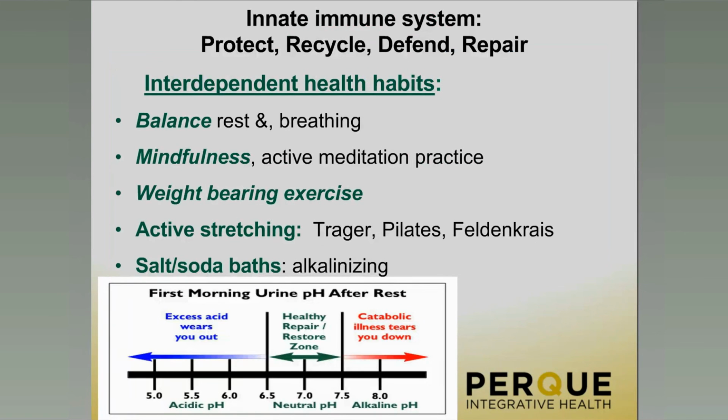So the innate immune system plays an important role here to protect, to recycle, to defend, and repair. There are interdependent health habits that are generally and specifically recommended, including a balance of rest and activity, of breathing and being, mindfulness, such as active meditation practices, weight-bearing exercise, active stretching, such as Trager mentastics, or Pilates mat work, or the Feldenkrais system, and relaxation response evoking salt and soda baths to help alkalinize, as well as to help with restorative sleep, so that in the morning we can be metabolically balanced and have a healthy 6.5 to 7.5 pH.